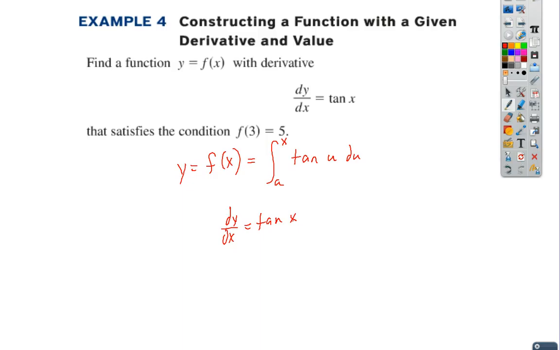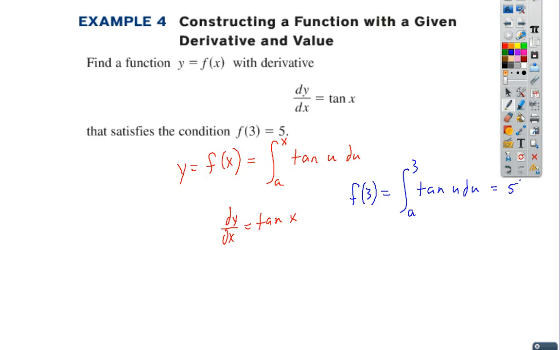And that's what we just found out. Now if you look at that, hey, that looks really, really close to what I want, right? I want the derivative to be tangent of x. So I got that part down. Now I need to go to the next part, which says f of 3 has got to equal 5. Well, what would f of 3 look like to start with? So f of 3 would look like the integral from a to 3 of tangent u du. And I want all of that to equal 5.